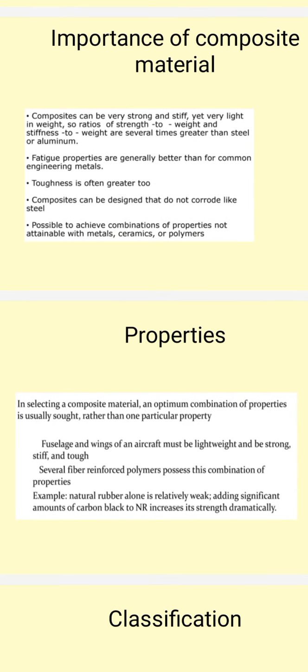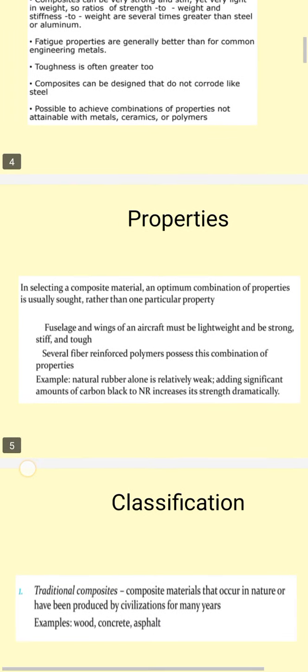Next is the properties of the composites. In selecting a composite material, an optimum combination of properties is usually sought rather than one particular property. Fuselage and wings of an aircraft must be lightweight and be strong, stiff, and tough. Several fiber reinforced polymers possess this combination of properties. For example, natural rubber alone is relatively weak, we know. Adding significant amount of carbon black to NR, meaning natural rubber, increases its strength dramatically.